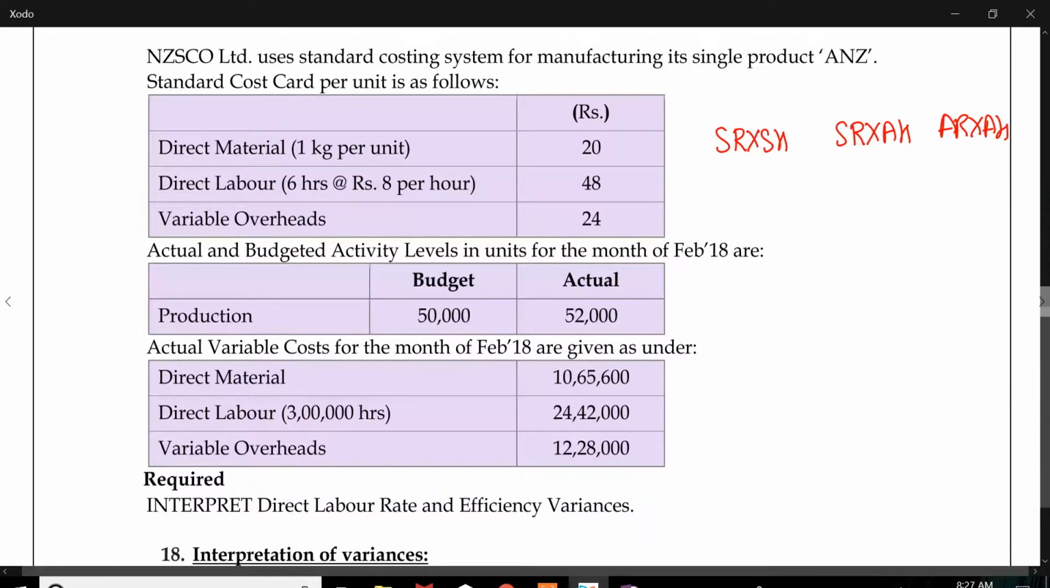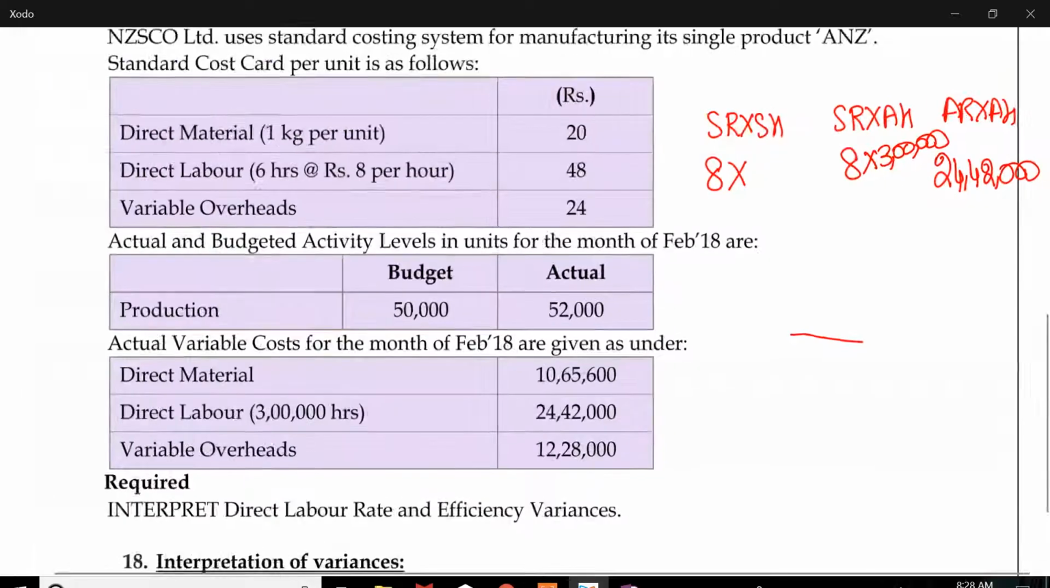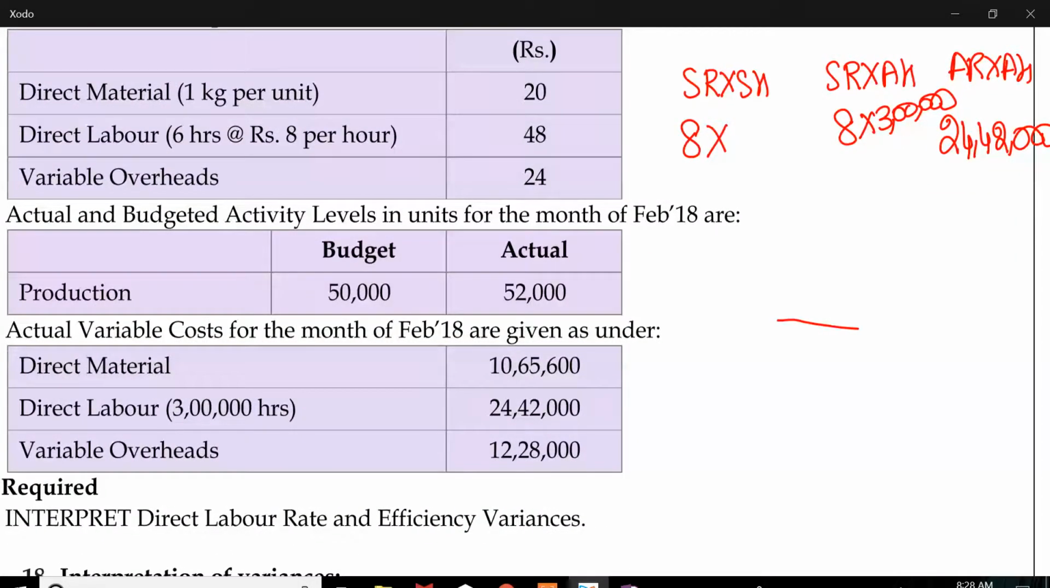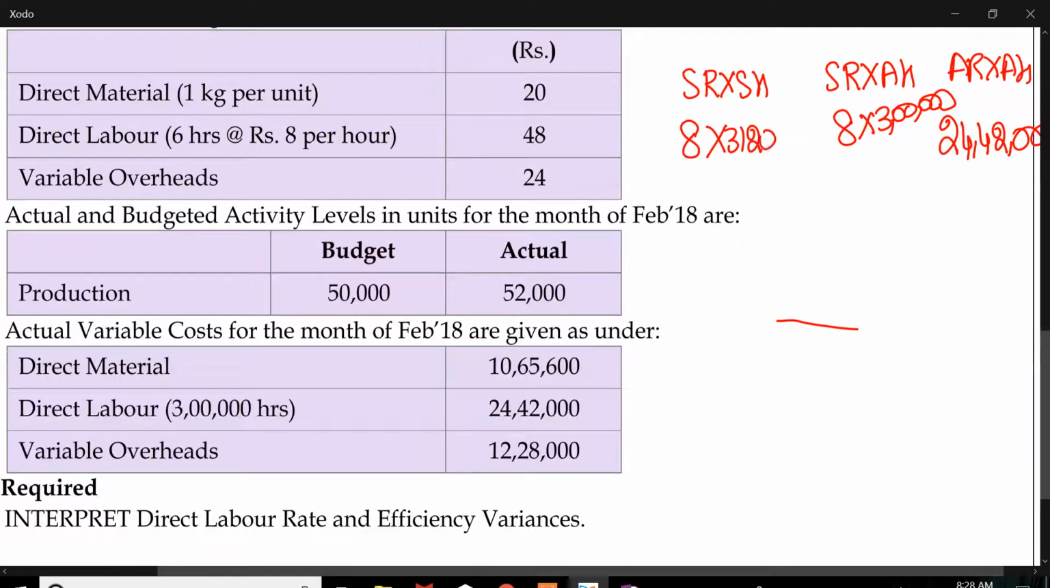The standard rate was 8. Actual rate I'm not writing, I'm writing the overall multiplier. 24 lakh 42,000. Actual hours is 3 lakh. Your SH is always computed with the help of actual output. 1 unit takes 6 hours, 52,000 units will take 3 lakh 12,000.